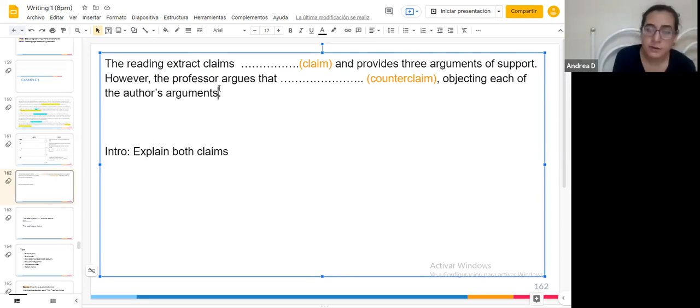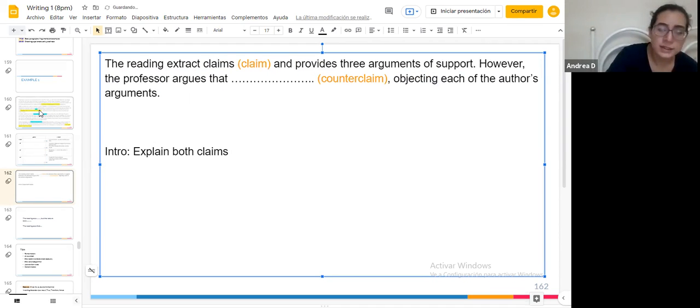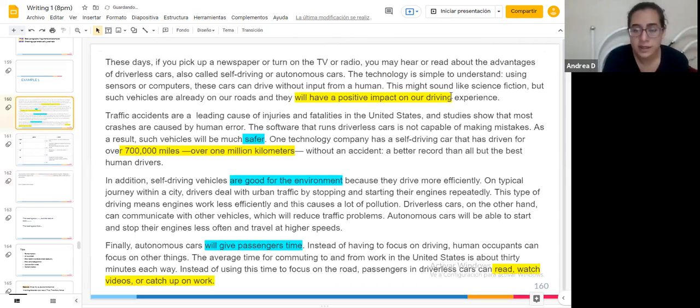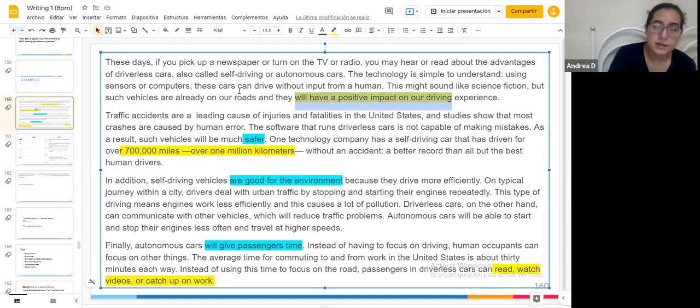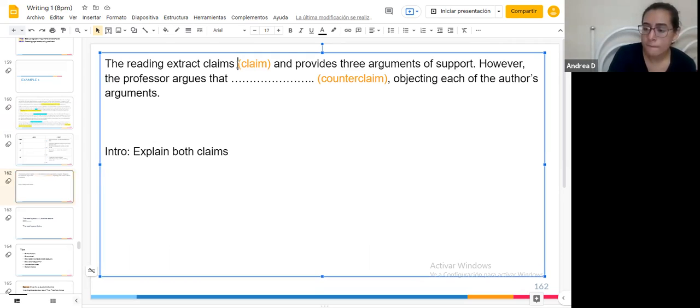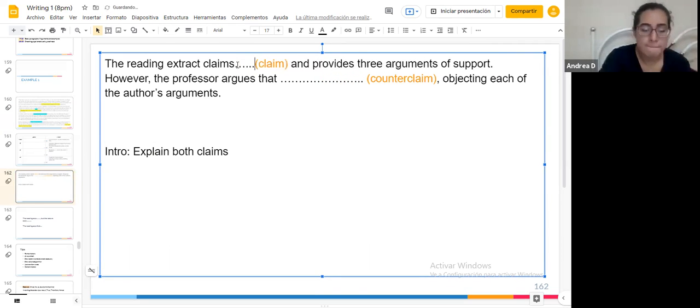You can start with the reading's extracted claims. Here you just need to introduce the main claim that we extracted from the reading. Try not to copy and paste it. Try not to say it with the exact same words, like driverless cars will have a positive impact on our driving experience. Paraphrase it. So maybe Melanie, what would you say in this part? What would you say for the claim?